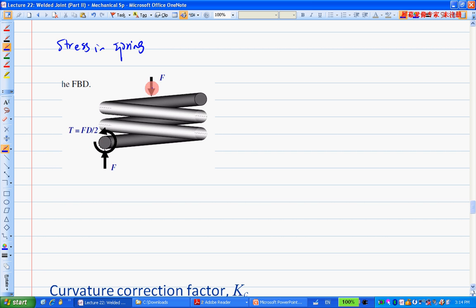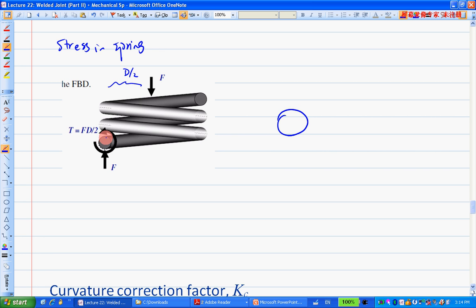Free body diagram. To balance this F, you need an F upwards. You also need a torque to balance F, right? So the F will cause the torque at this location, and the distance is capital D over 2, right? So two things to balance that. Then at this circular location here, you would have two kinds of stress. One is caused by the F.